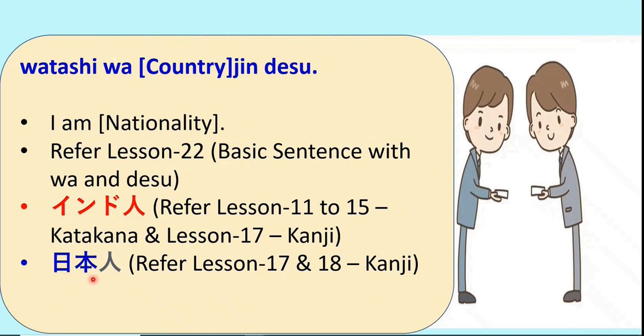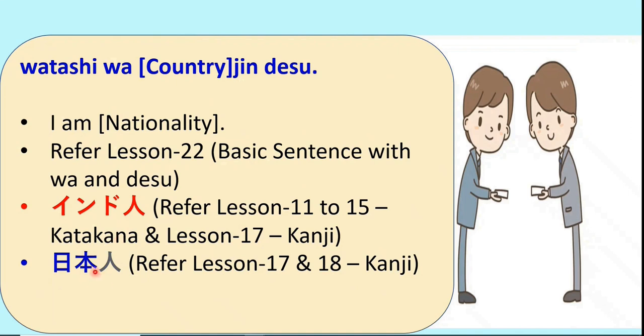Likewise, Nihonjin. Nihonjin, Nihon is for Japan and Jin is again the person radical. So this is a Japanese person or a Japanese citizen. So you may again refer to 17 and 18 lessons that deals with all this. So watashi wa Indojin desu, watashi wa Nihonjin desu.